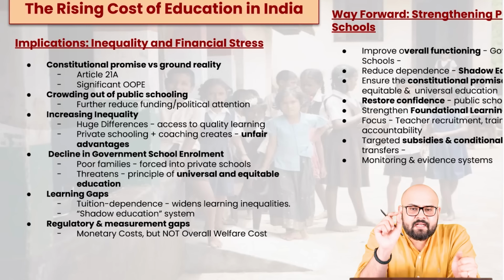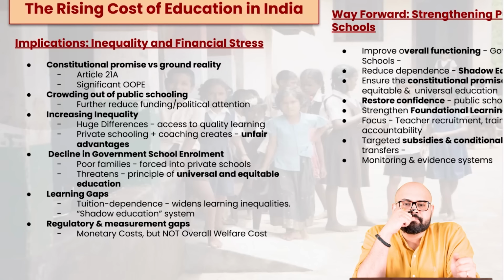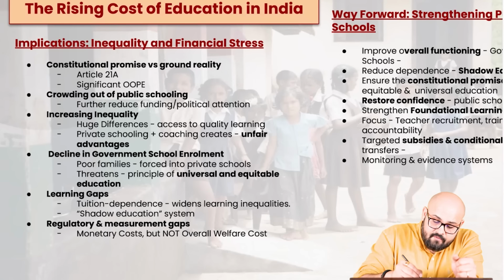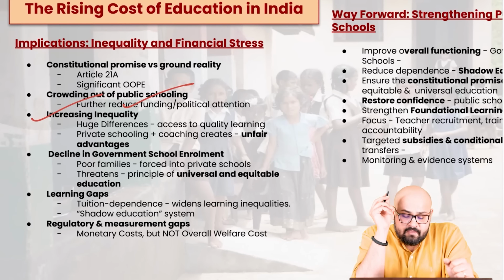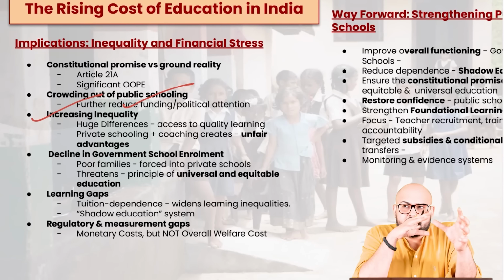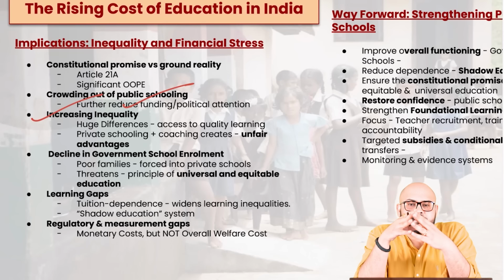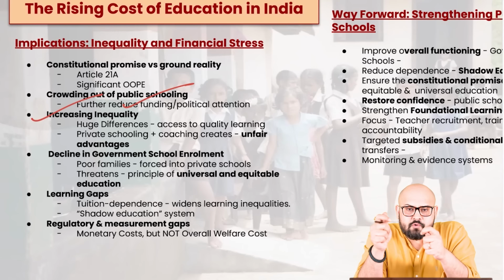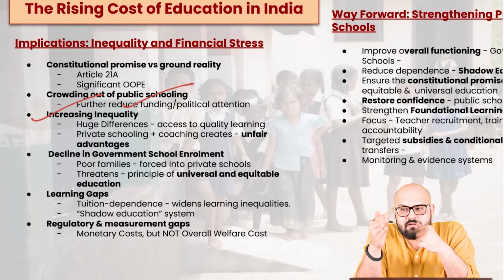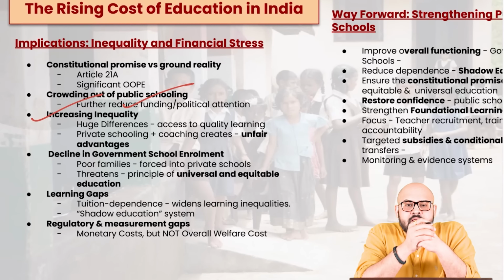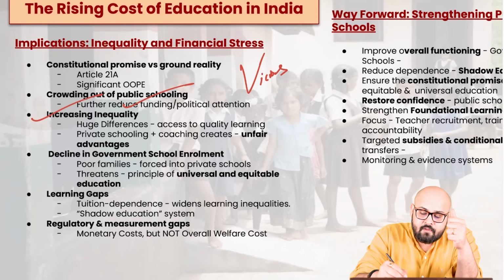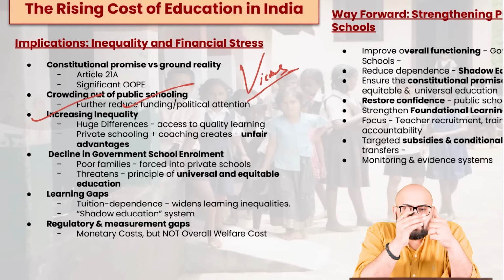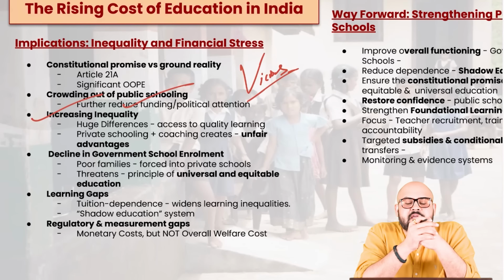And that would aggravate the quality of education being provided in these public institutions, public schools, right? Further reduce the funding and political attention. Increasing inequality. See, when we talk about the intergenerational transfer of poverty, you'll have to understand that those households which are unable to send their children to private schools or private tuitions would be in a constant trap of the vicious cycle of poverty. And this would further deepen the divisions in the society.